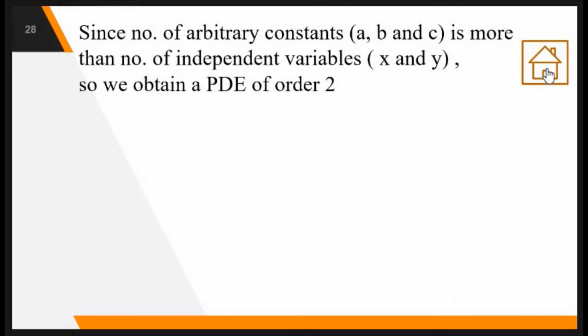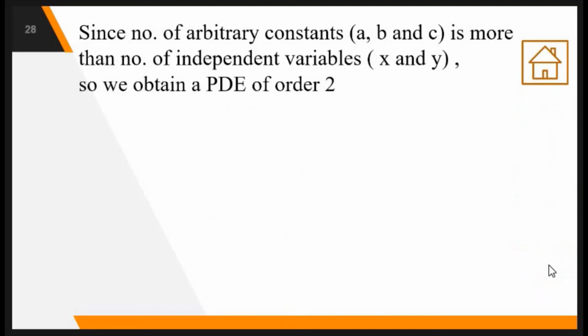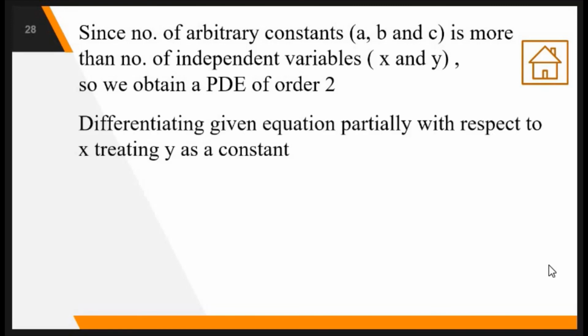Now let me take you back to that slide. So here this is what I was mentioning. If n is greater than m, then find all the partial derivatives p, q, r, s, t. Now let me move back to the problem. So we get a second order partial derivative. Now differentiate the given equation partially with respect to x, treating y as constant.